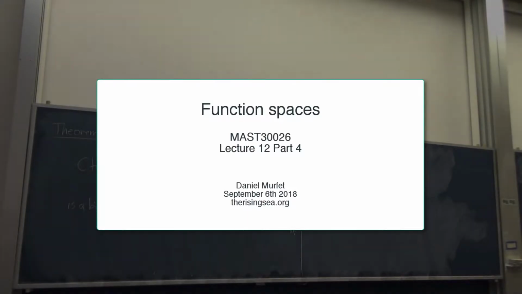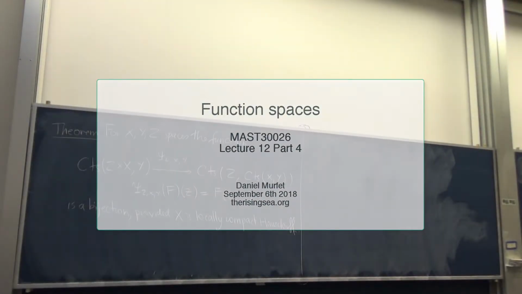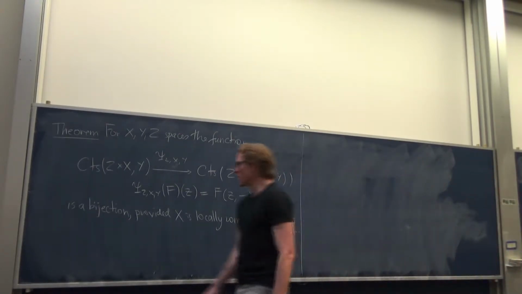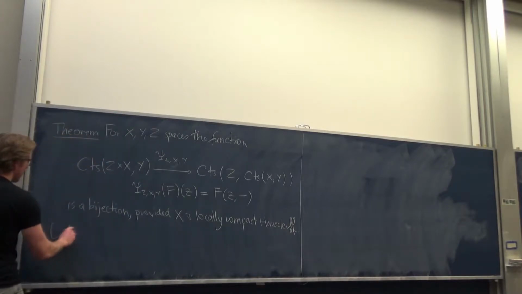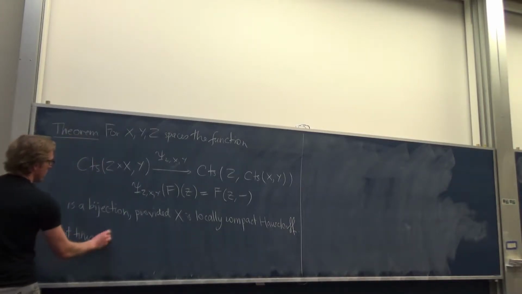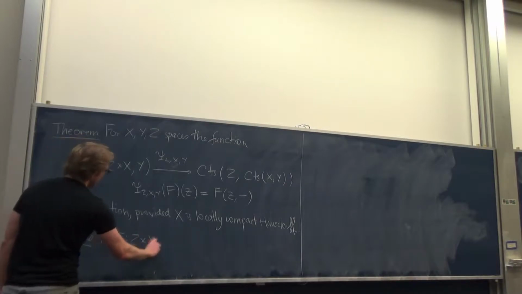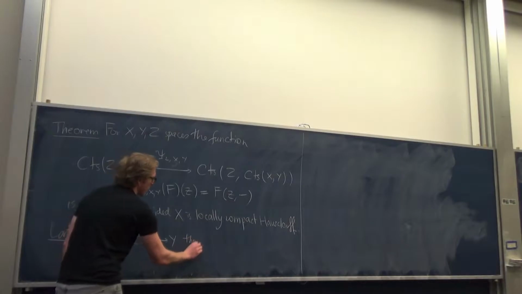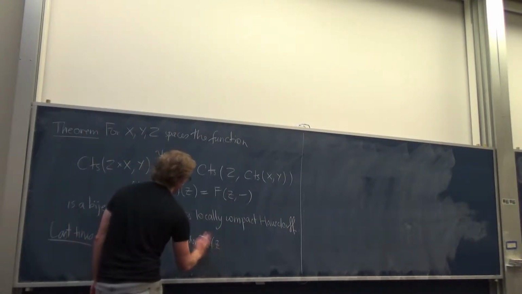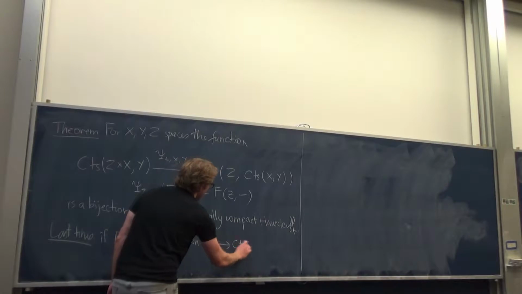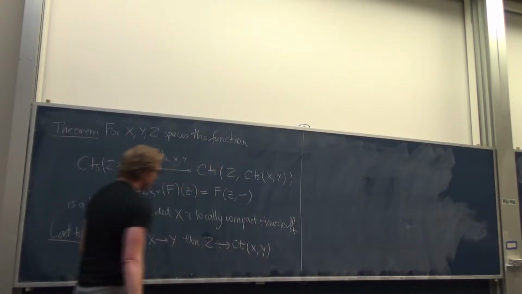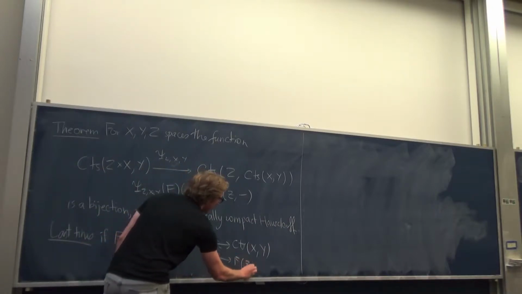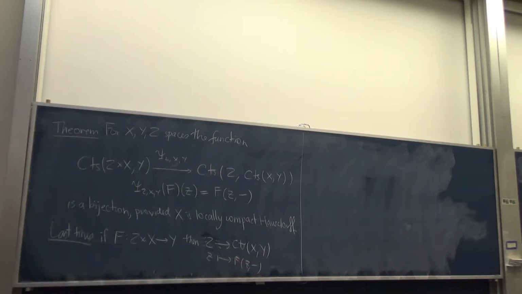At the end of last lecture, we got to the point of believing in this function. That is, I showed that if I have a continuous function from Z cross X to Y, then the map which gives the parameterized family of partial functions, so it sends z to f(z, blank), is continuous. We proved that was continuous.